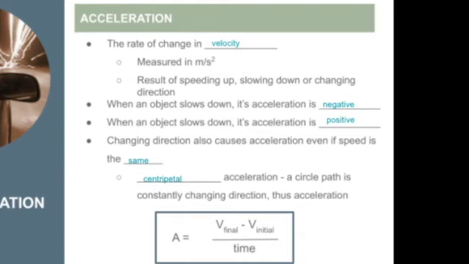changing direction. So the formula for acceleration is V, which stands for velocity, and you'll see there's a tiny subscript where it says final. So that's our ending or final velocity, minus V initial, which is our initial or starting velocity, divided by time. We're going to do a few practice problems using this formula. The trickiest part is figuring out which is our V final and which is our V initial, and then figuring out what the time is for that.